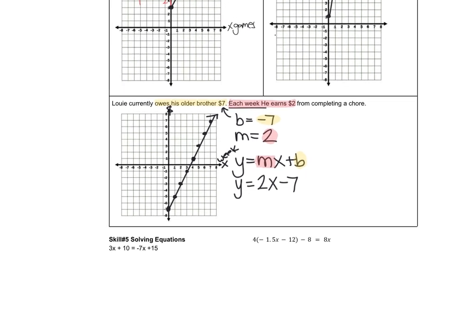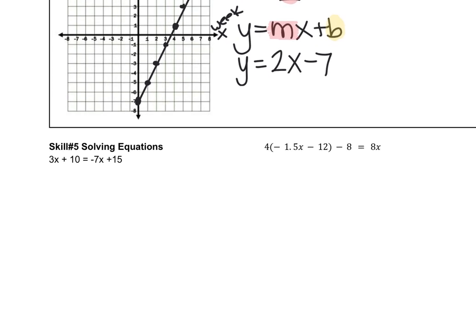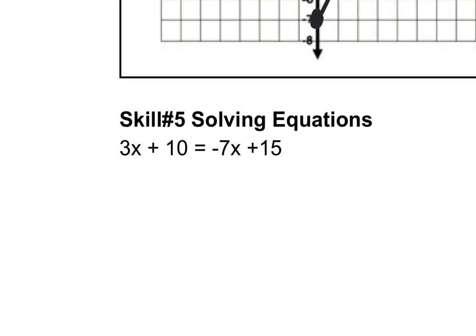All right, we've got one more skill here. Solving equations that you guys recently took a quiz on. So we're just going to do 2 practice examples here. I'm going to start with this one here. 3x plus 10 equals -7x plus 15. I see right away that I have x's on both sides of the equation. 3x on the left side of the equation, -7x on the right. So I have to do the opposite to get them on the same side. They're on opposite sides. I have to do the opposite.